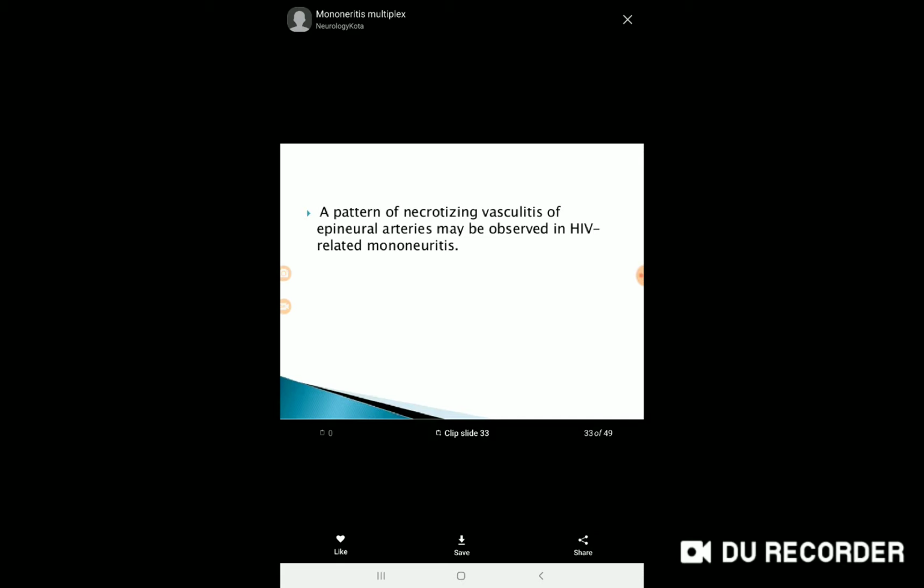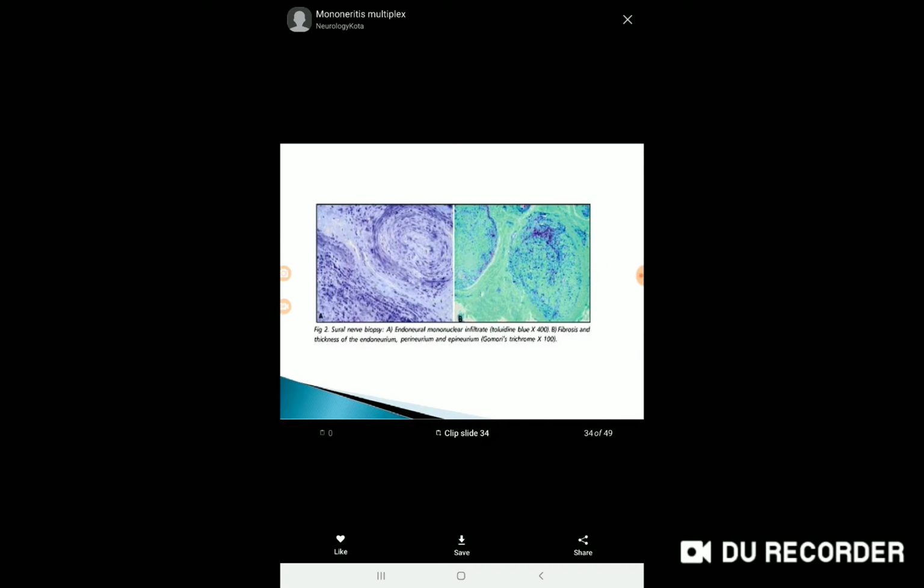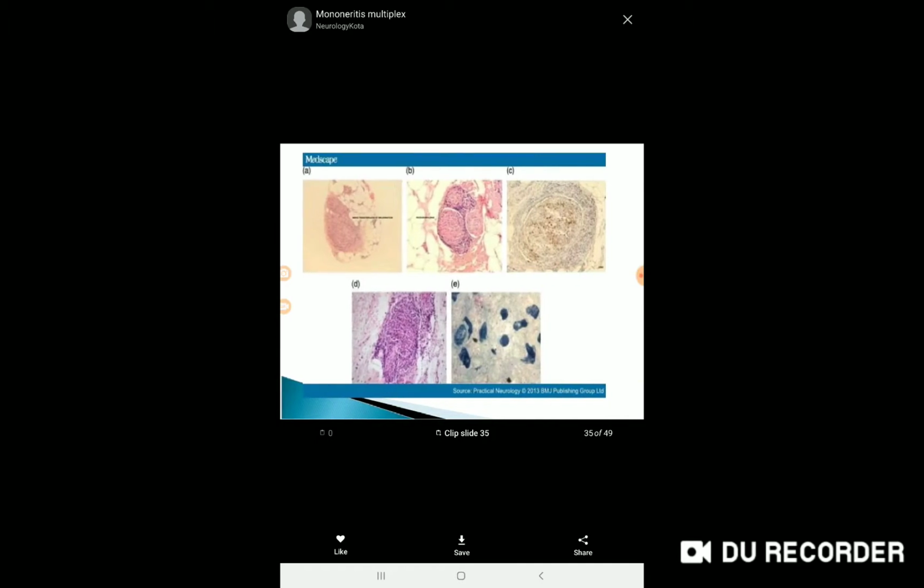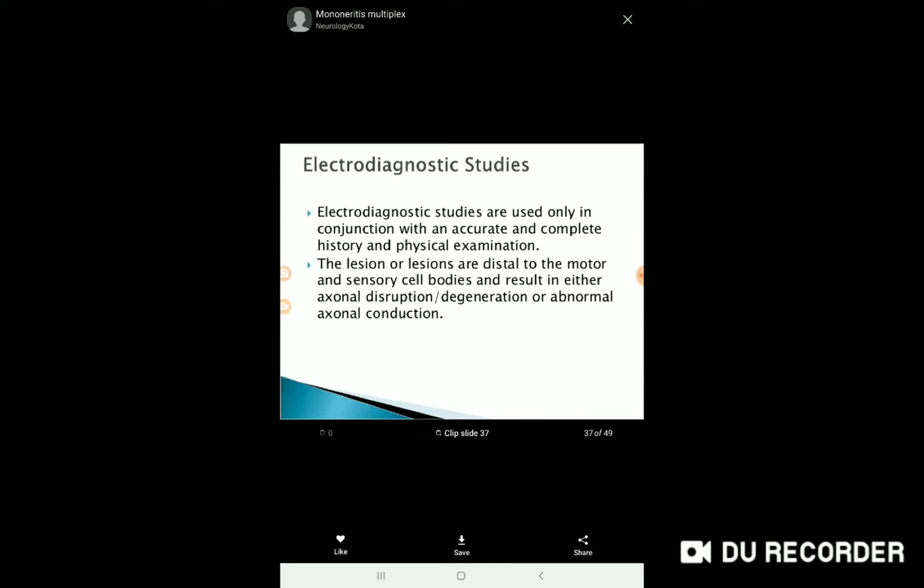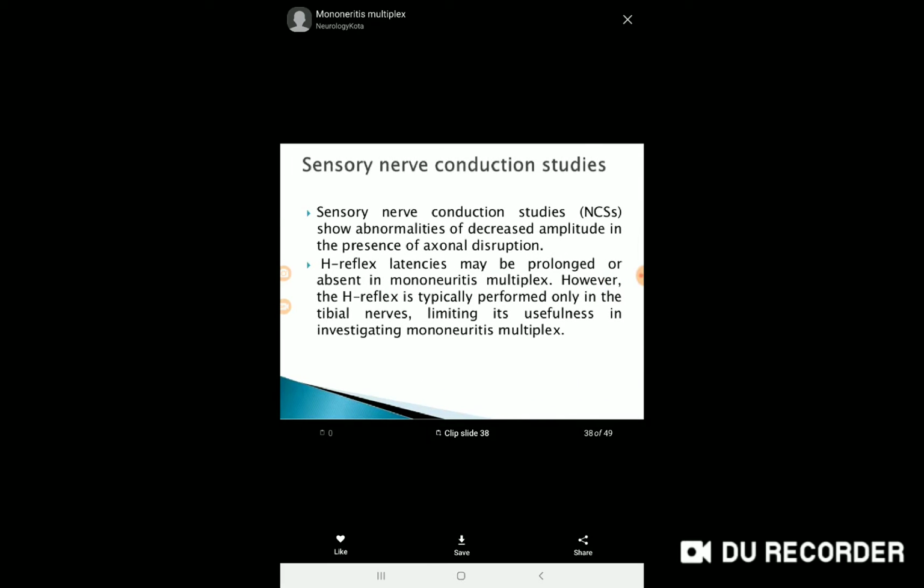In the case of vasculitis, we find necrotizing vasculitis of the epineurial arteries. This is the picture. We can do a combined nerve and muscle biopsy to differentiate between myopathy and neuropathy. And we can do, as I already mentioned, EMG and NCS. We can also do sensory nerve conduction.